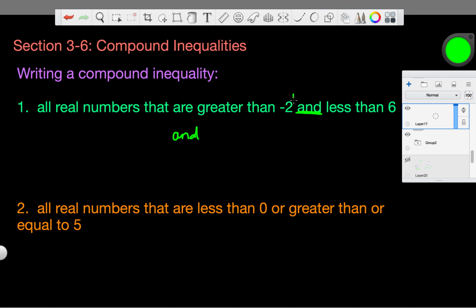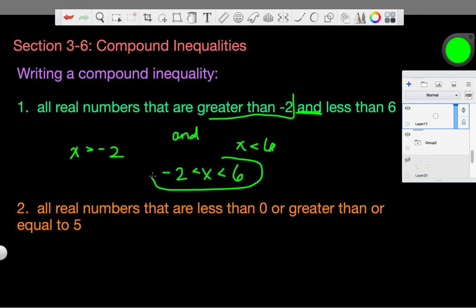So the first one is this part. It says all real numbers, let's say all real numbers are x, that are greater than negative 2, and all real numbers that are less than 6. Now, since this is an and statement, you can write this as a compound inequality together. So that means that x is between negative 2 and 6. Okay, so either one works. I like the compound one better.